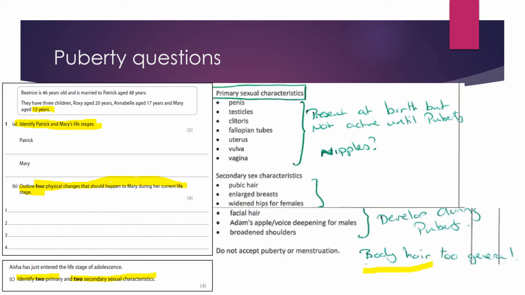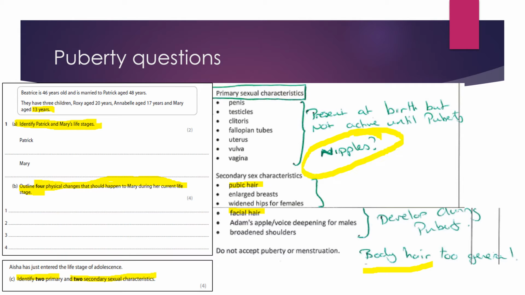Also in terms of body hair, it's too general, too vague, because that could be the hair on your head, on your face, under your arms, on your back. It doesn't specify what type of body hair you're talking about. So you'd have to say, as it says in the answer scheme here, pubic hair. Be very specific, or facial hair, but be conscious of the gender.